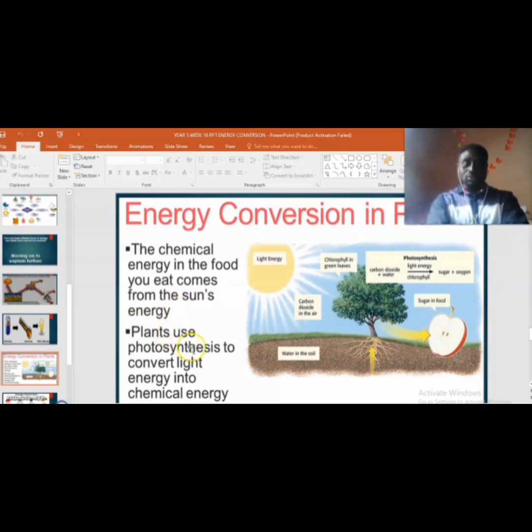Now, plants use photosynthesis to convert light energy to chemical energy by mixing the light energy stored in the chlorophyll with carbon dioxide and water that came from the root of the plant into the body, and it is converted to produce starch or glucose in food. Then when we consume this food, in this case this is an apple, it produces energy in the long run for the body to do work.